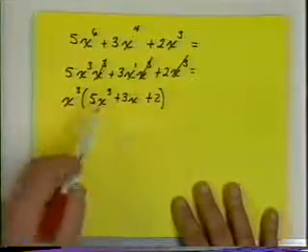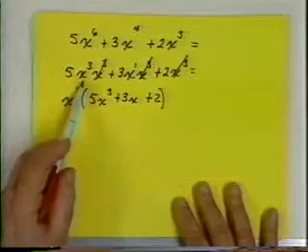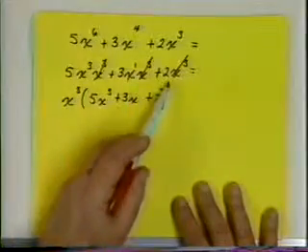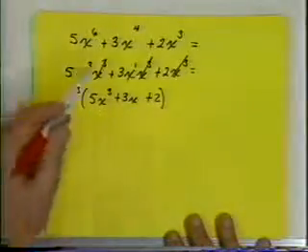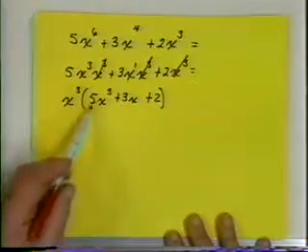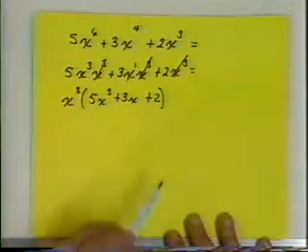Now what's left inside the parentheses when we remove the x to the third from each term? It's 5x to the third plus 3x plus 2. And by the way, again, notice all you have to do is multiply this out to check this. This would now become what? 5x to the sixth plus 3x to the fourth plus 2x to the third.